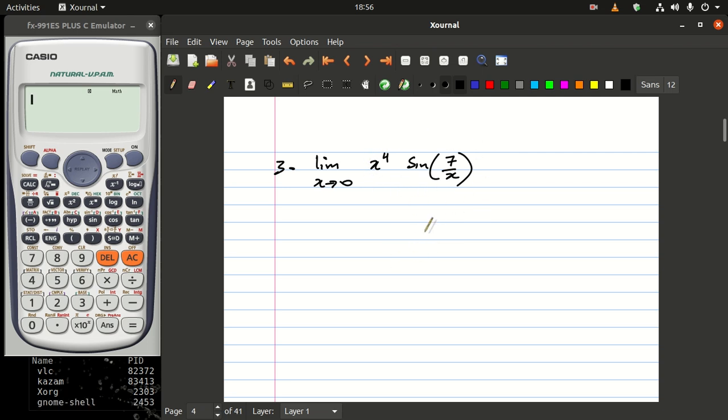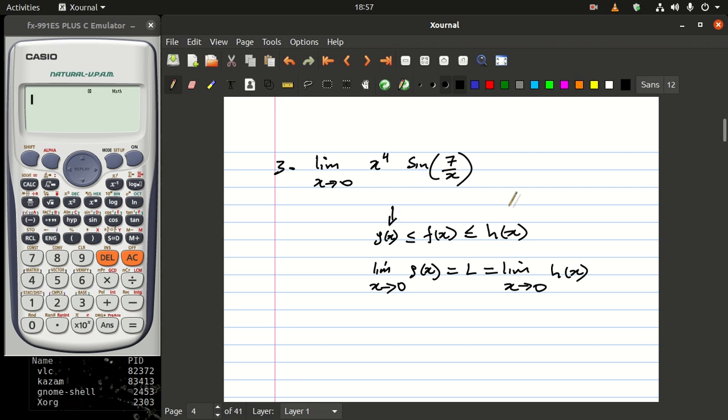So I know that I have my f of x in the middle, and I want my h of x here, and I also want my g of x here, such that when I'm taking the limit as x approaches 0 of g of x is equal to some value L, and this L is the same as the limit as x approaches 0 of h of x. So what is this function? Because your goal with the squeeze theorem is to find this function and that function such that the limit of these two are the same. That is your goal. This one here is given.